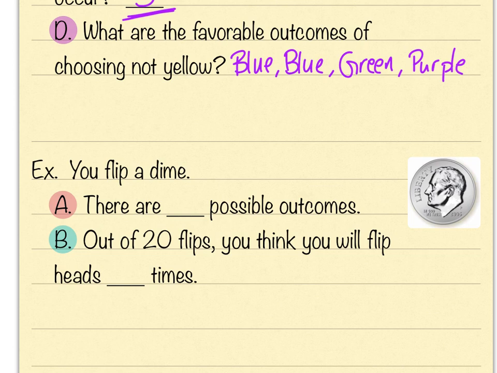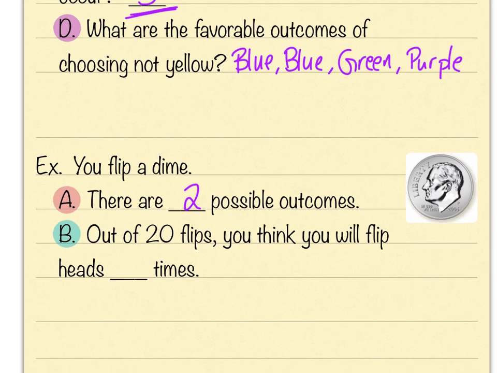So one thing we're going to start working with now is we're going to start making predictions. And when we're working with probability, we can make predictions about what we think is going to happen. In this next example, it says you flip a dime. There are blank possible outcomes. Well, there's heads and tails, so that's 2 possible outcomes. Out of 20 flips, you think you will flip heads blank times. Well, there's 2 ways that we can do this.